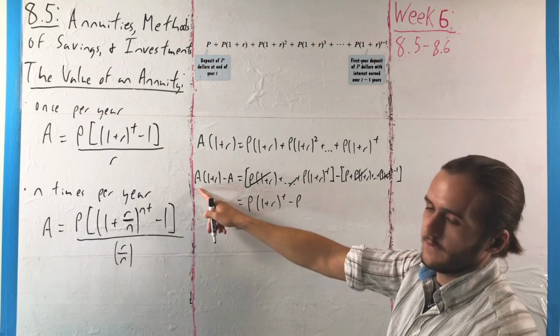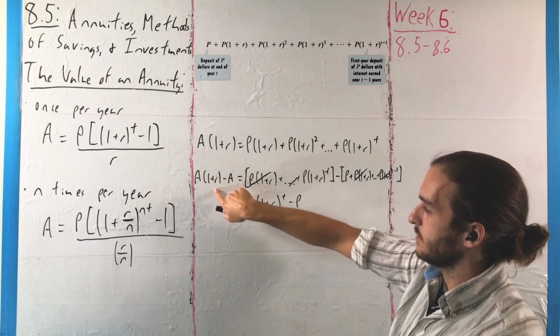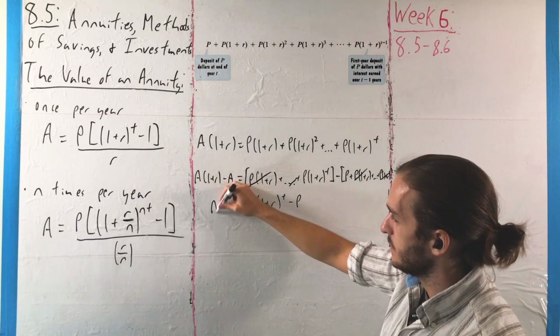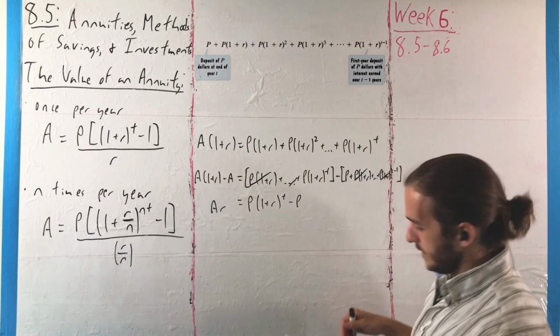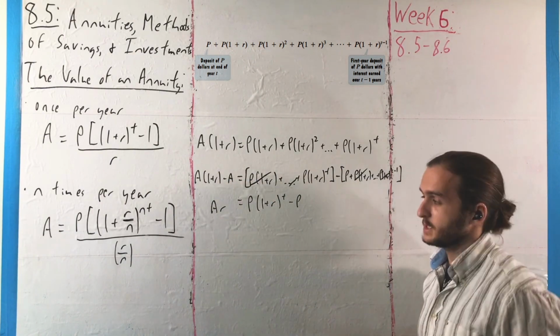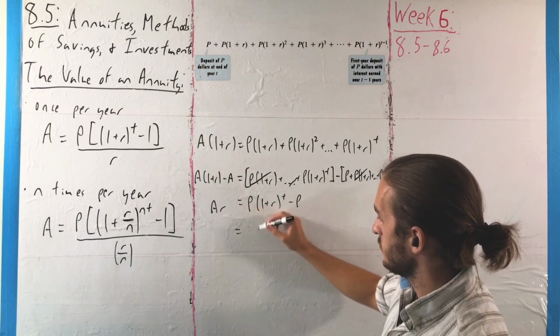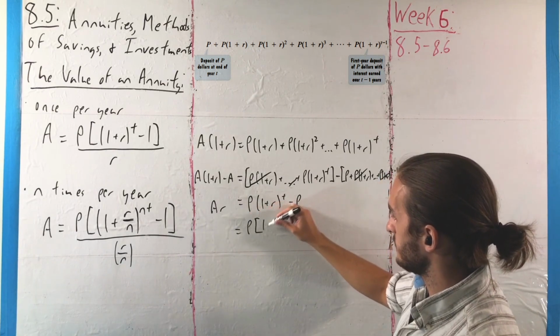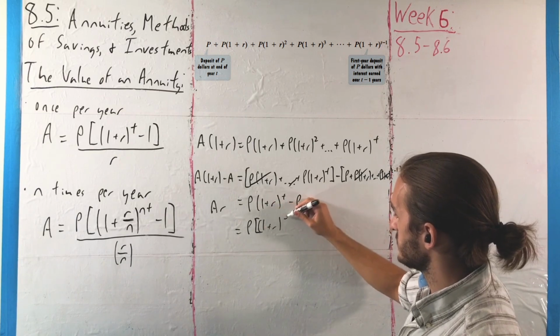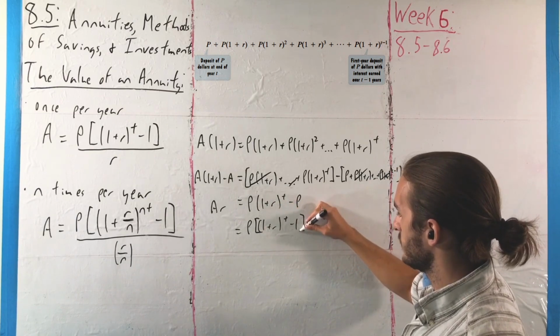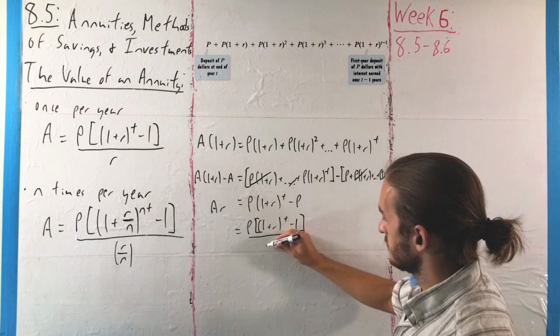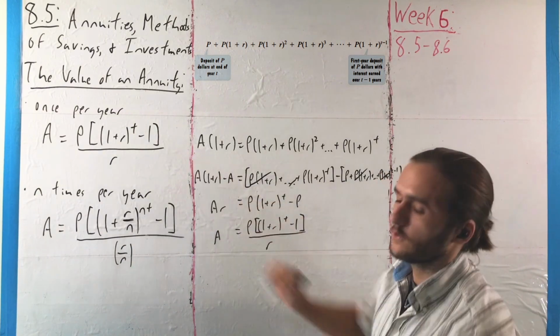Now on the other side here, we can factor in that A. We'll have an A plus AR, subtract an A. All you're left with is AR, and then we pretty much have our formula here, because I'll factor out a P. We'll get P times 1 plus R raised to the power T minus 1. And then I'm going to divide over an R, and we get our formula.